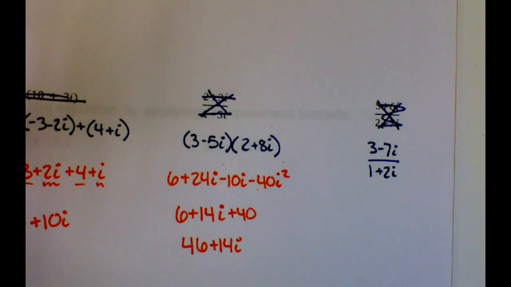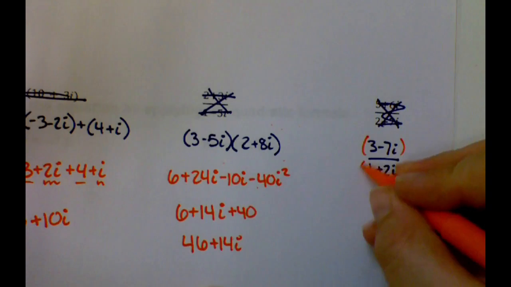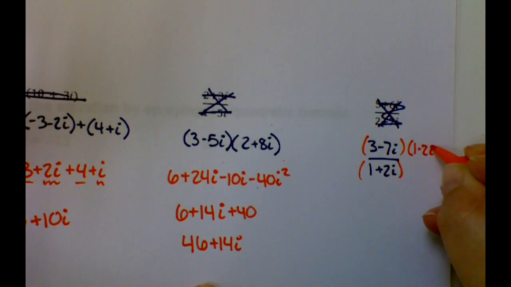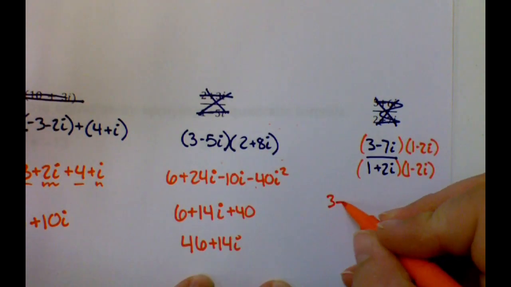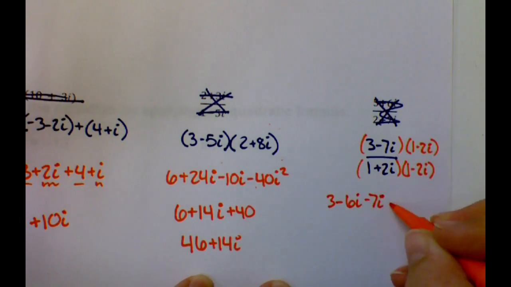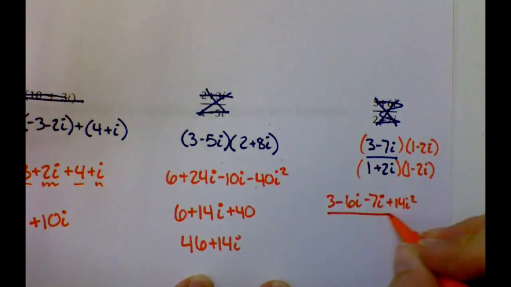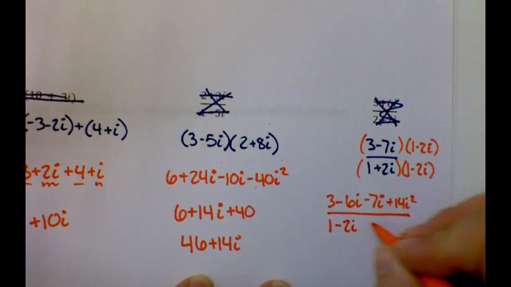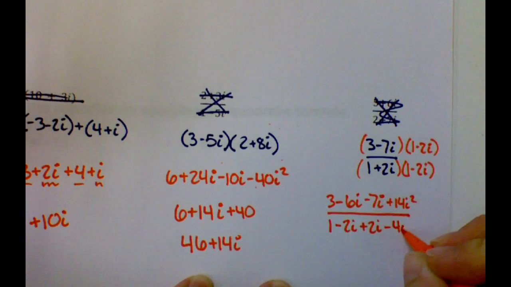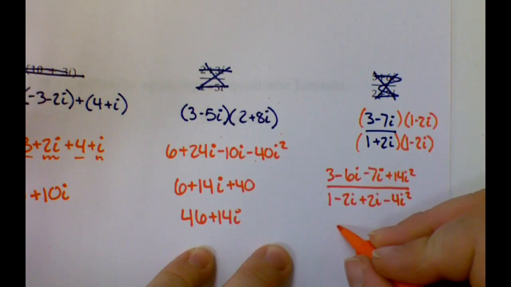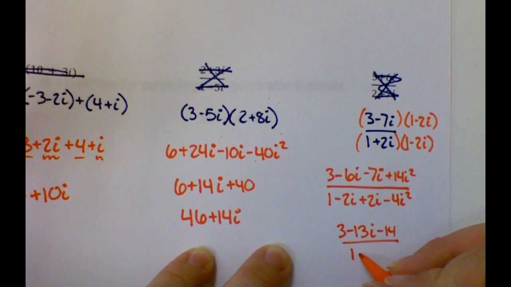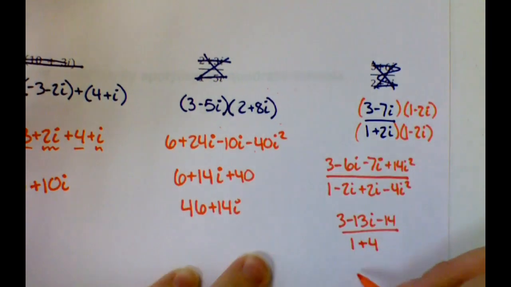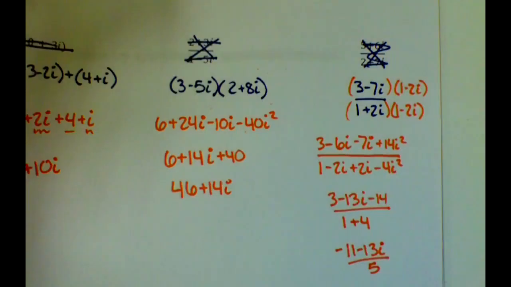And for my last one, we have to multiply the numerator and denominator by the conjugate of the denominator, which is 1 minus 2i. FOIL out the numerator, I get 3 minus 6i minus 7i plus 14i squared. FOIL out the denominator, I get 1 minus 2i plus 2i minus 4i squared. My numerator becomes 3 minus 13i minus 14. My denominator becomes 1 plus 4, which makes my final answer negative 11 minus 13i over just 5.